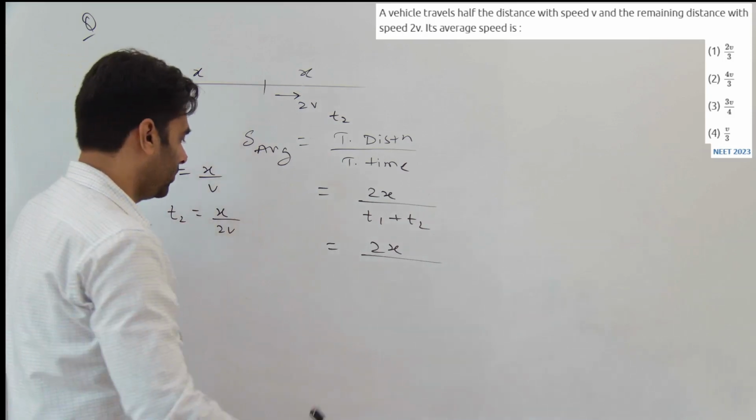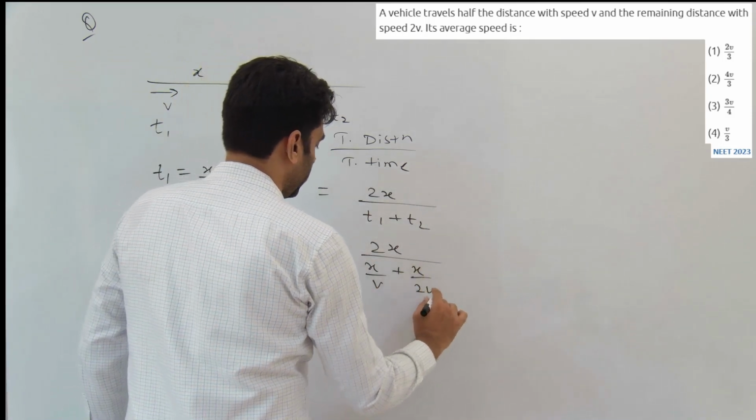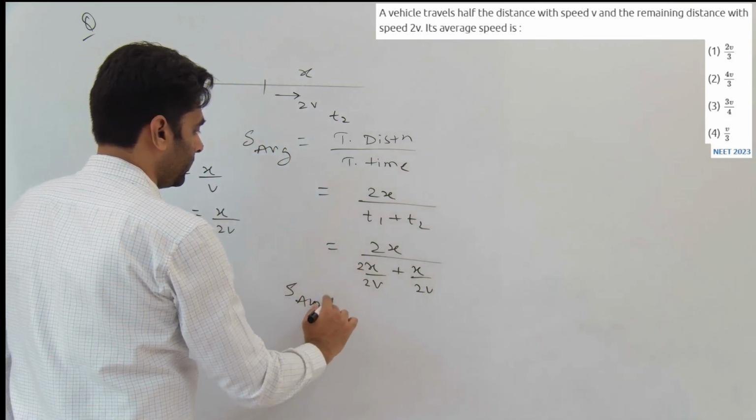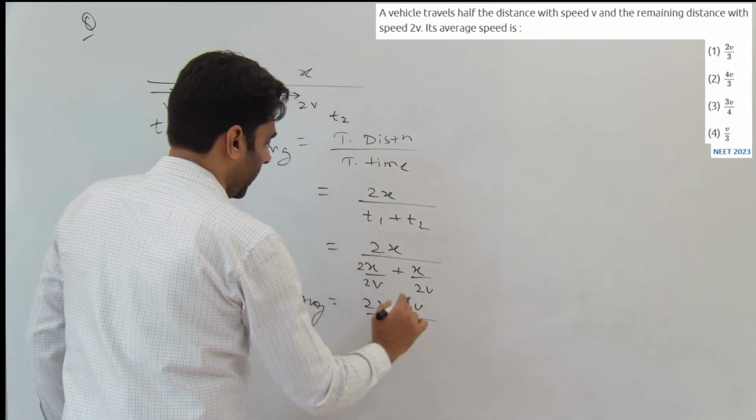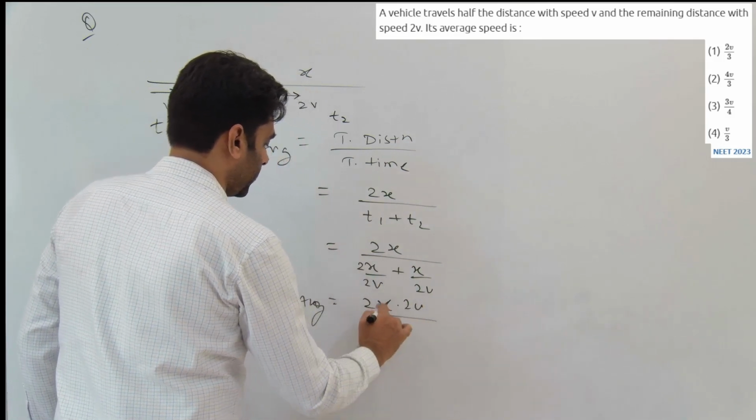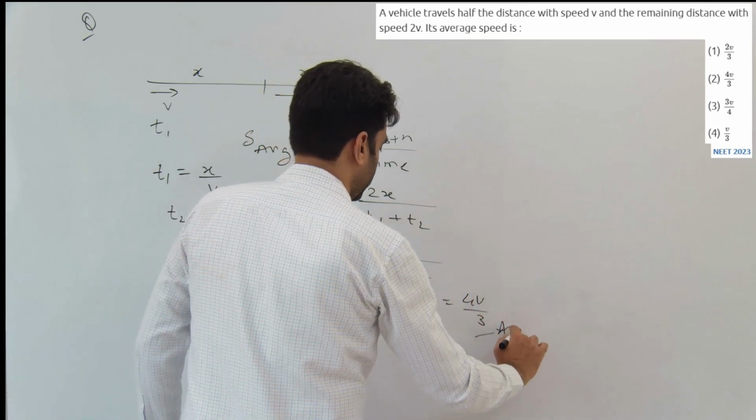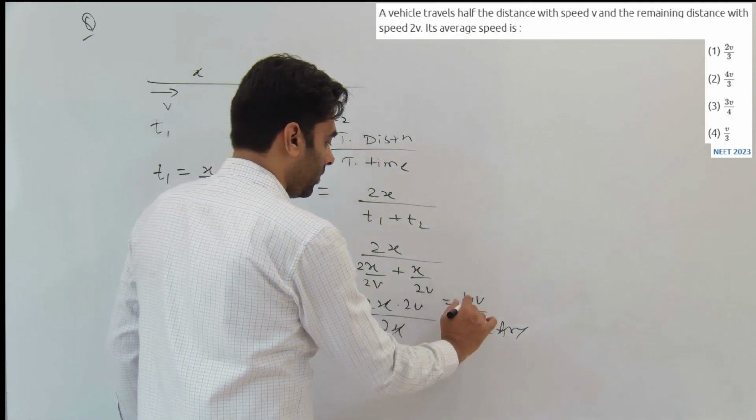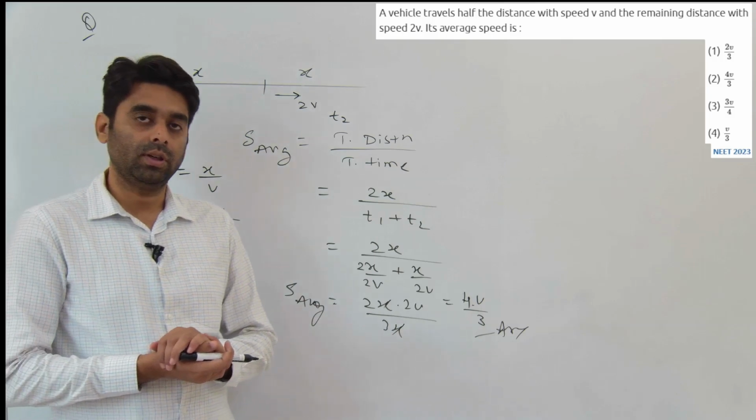So let us substitute x by v plus x by 2v. If we solve it, average speed comes out 2x into 2v by 3x. x cancels out, we get 4v by 3. So average speed is 4v by 3. Which option is it? Option number 2. Option number 2 is the correct answer, right?